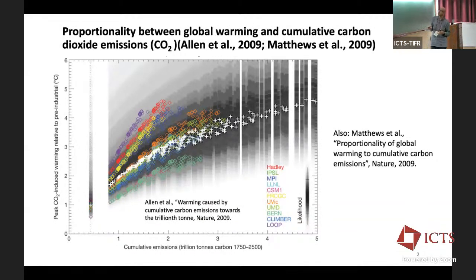But the proportionality is between cumulative emissions, that's the total area under the emissions curve, emissions versus time, and some measure of global warming. And together, this and other studies that came out around the same time, yes. That's right. That's a measure of multi-model uncertainty. That cloud shows the uncertainty across the ensemble of models.